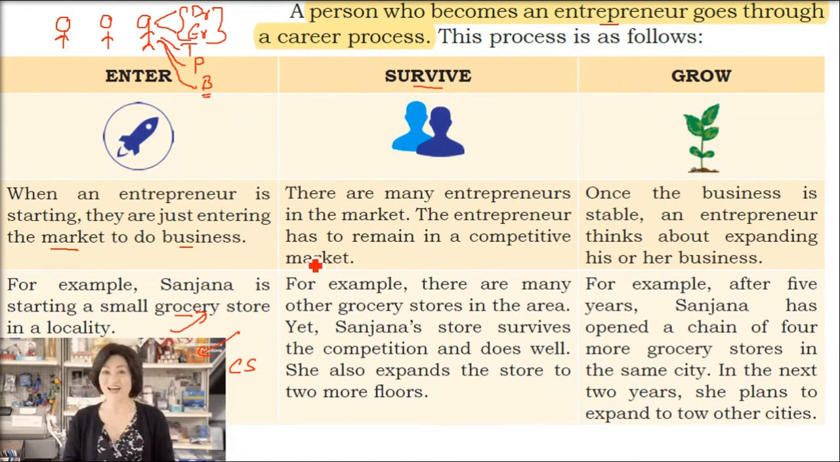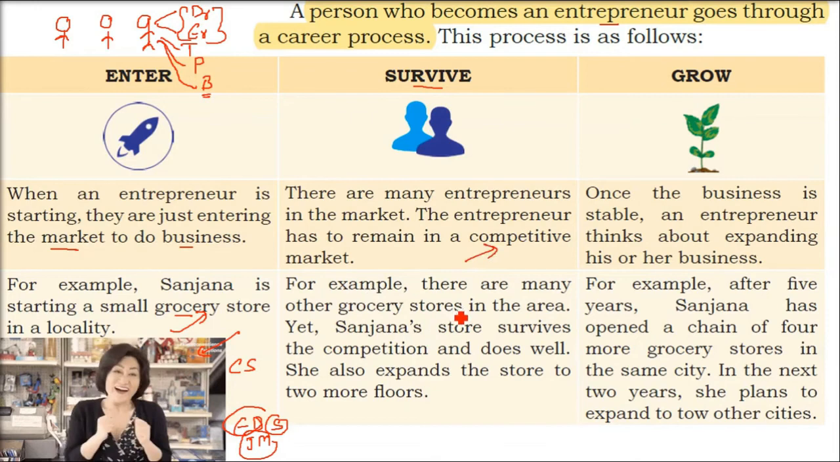The second stage is to enter and then survive. There will not be only one grocery store. There will be multiple convenience stores. For example, in India, we have Easy Day, we have Suvidha, we have GeoMart. There are so many grocery providing establishments. So there are many entrepreneurs in the market, and the entrepreneur needs to be competitive. For example, there are many other grocery stores in Sanjana's area, but the store she opened survives the competition and is doing well also.